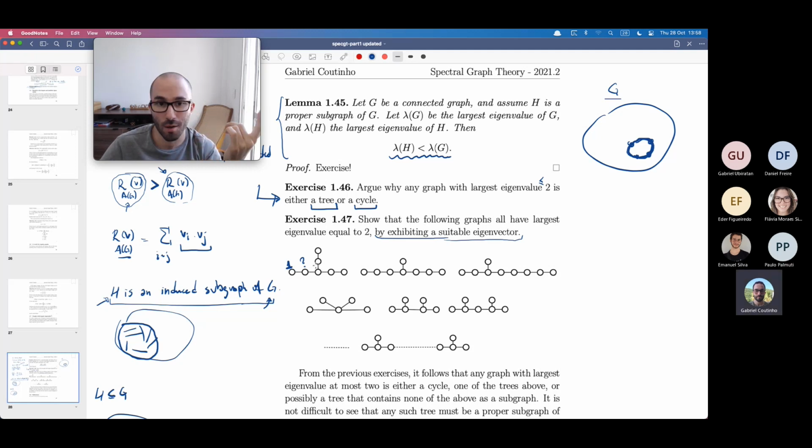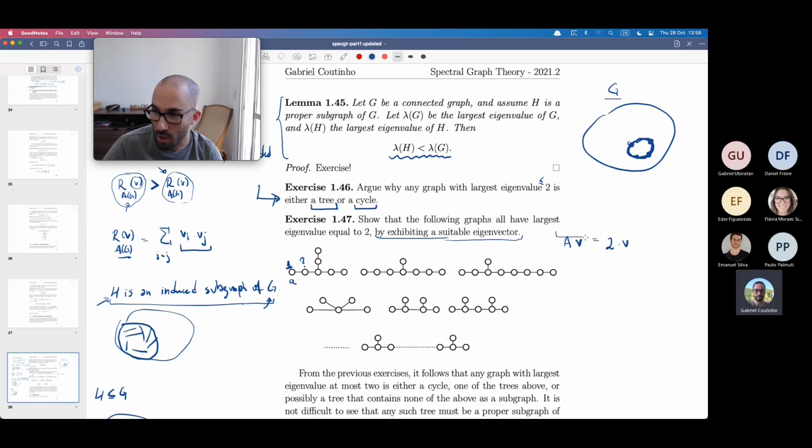Now, how could I possibly know that? Because of this. Imagine that this is vertex u. So I know that when I multiply a, let me call this vertex a perhaps, by the eigenvector v, I get 2 times v here.